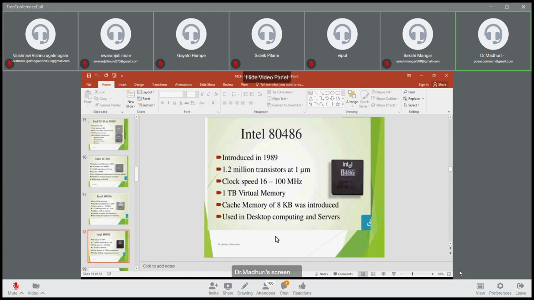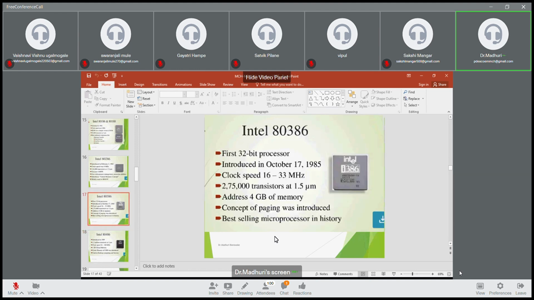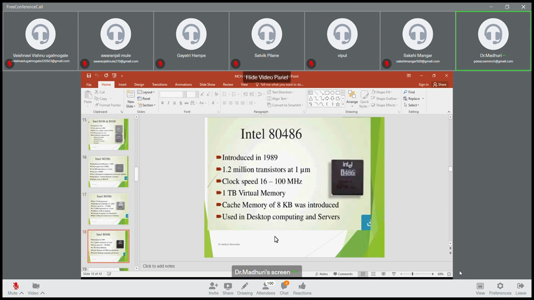486. They have increased it a little bit in this version of the microprocessor. This was introduced in 1989, with 1.2 billion transistors. Okay, just 1 minute. Here we have 2,70,000, and here they have 1.2 billion transistors.